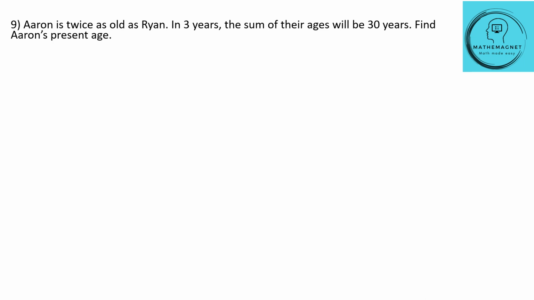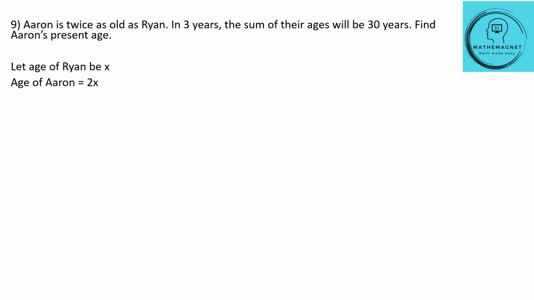Here we need to find Aaron's age. We know that Aaron is twice as old as Ryan, and in 3 years their sum will be 30 years. So we are asked to find Aaron's present age, and we also don't know Ryan's age. So let the age of Ryan be x, because Aaron's age is given in terms of Ryan's age. They have told us it is twice Ryan's age. So let us write the unknown Ryan's age as x. So the age of Aaron will be 2x.